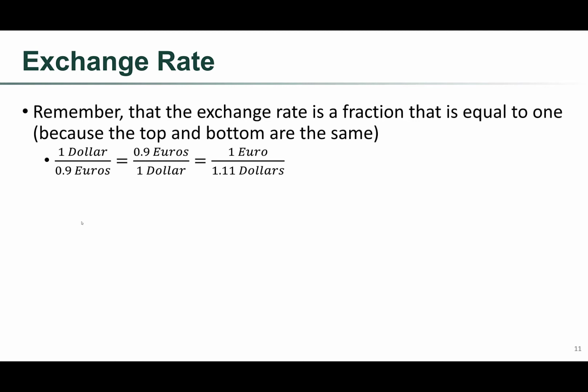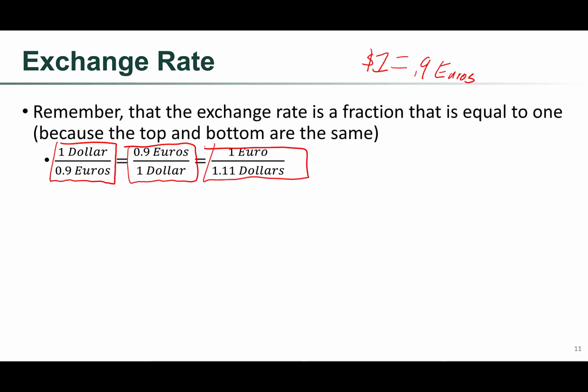So what we're going to think about is that the exchange rate is a fraction that's equal to 1 because the top and the bottom are the same. So if we're saying that $1 equals 0.9 euros, and that's what we're going to be saying for today, then 0.9 euros over $1 is equal to 1, top equals the bottom. And you could also find out that 1 euro divided by $1.11 is also equal to 1 because 1 euro is equal to $1.11.